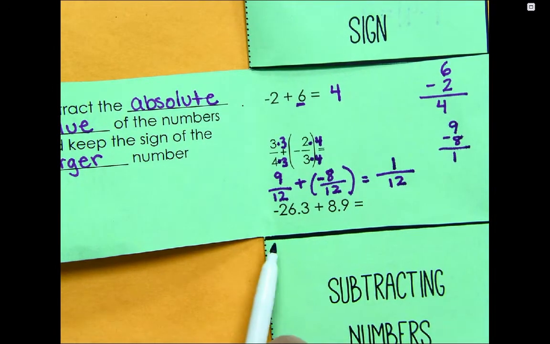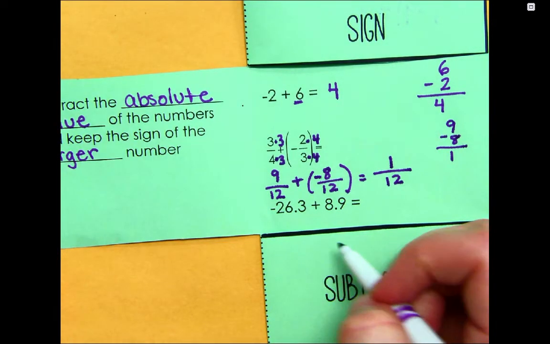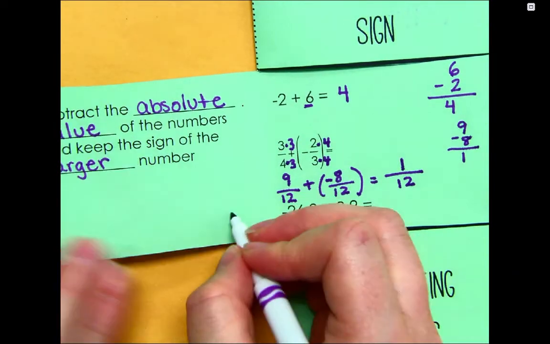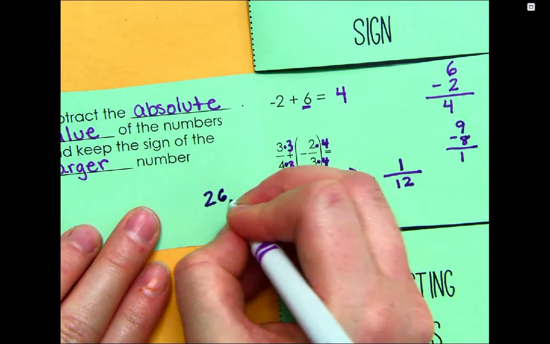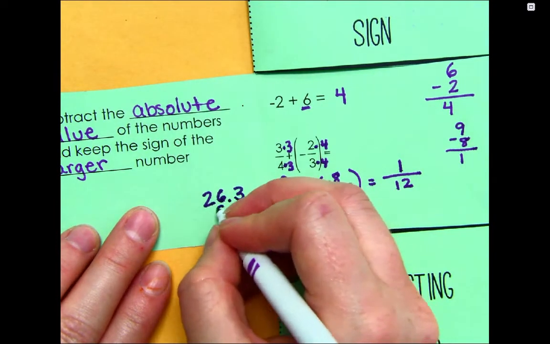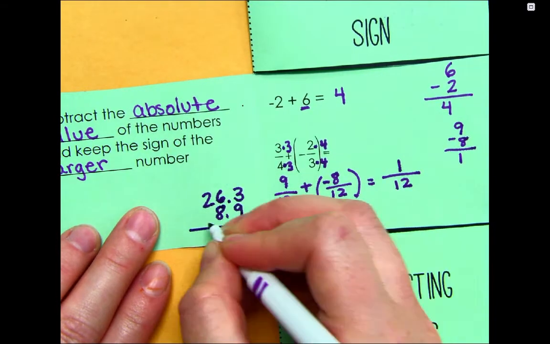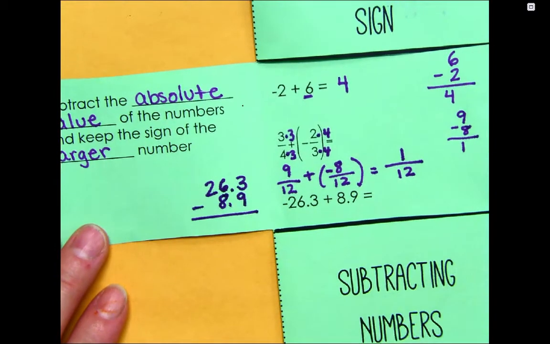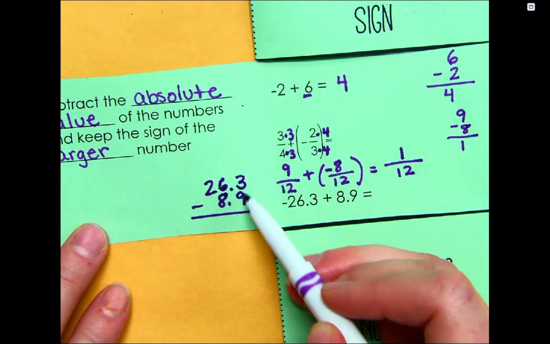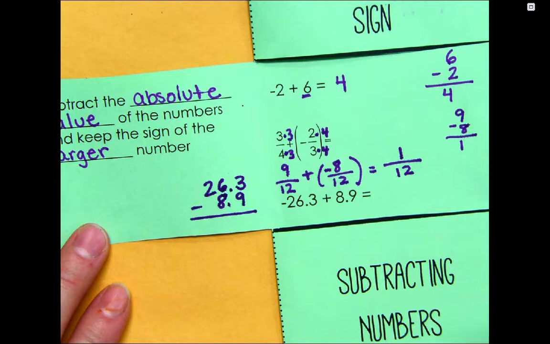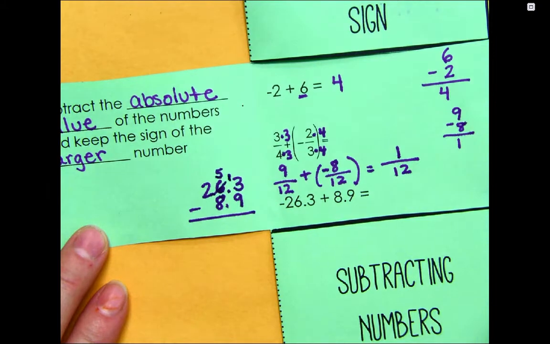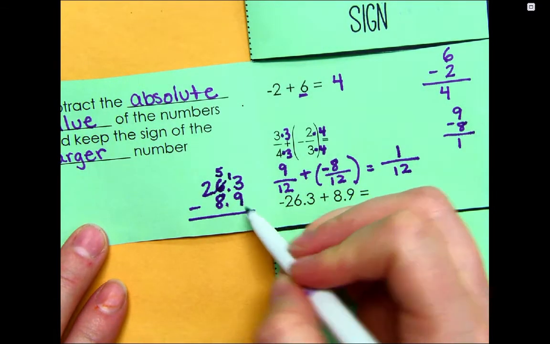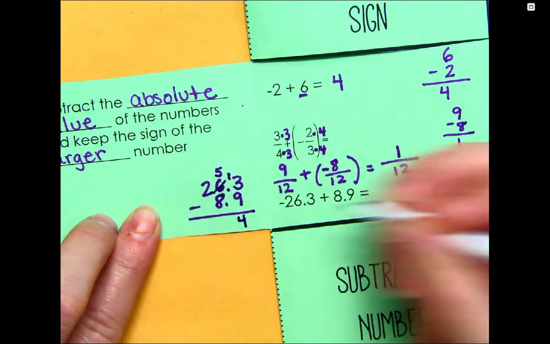The next one is negative 26.3 plus 8.9. So different signs means we will subtract. I'm going to do it over here just because I have a little bit more room. So with decimals, you have to line them up. It says we're going to subtract. So 3 minus 9. Can't do that, so I'm going to have to borrow. So this becomes a 5. This becomes a 13. So 13 minus 9 is 4.